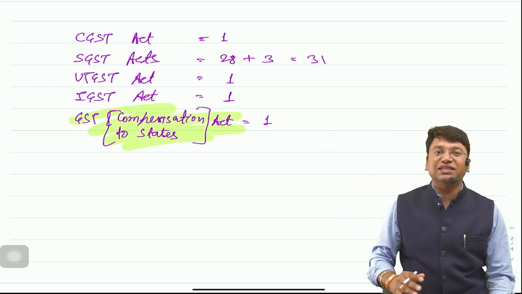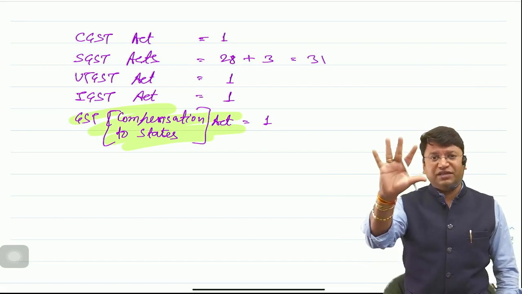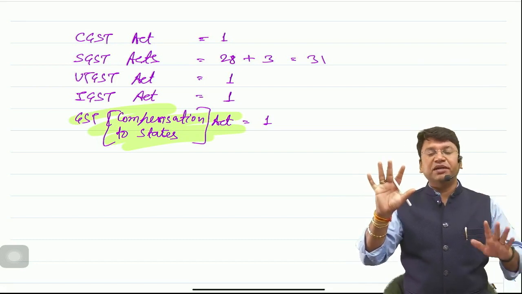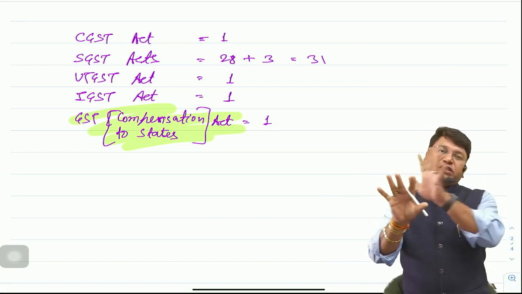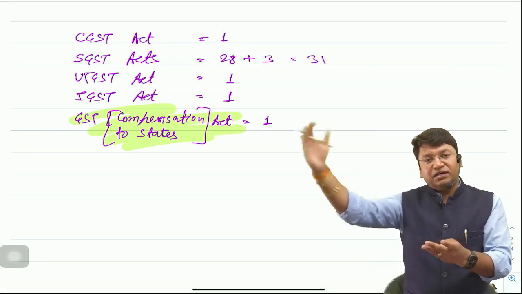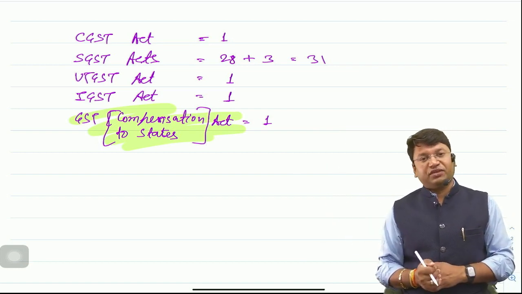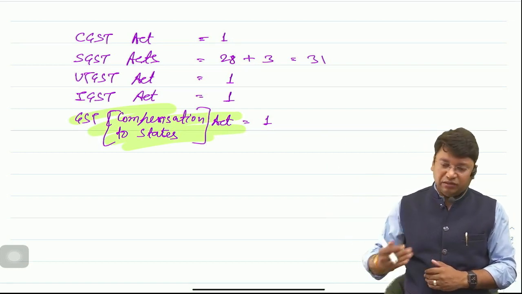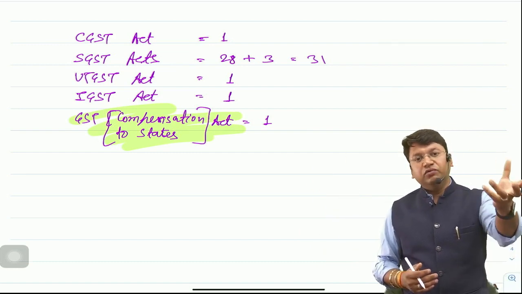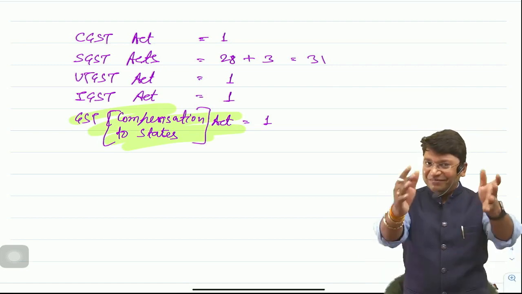And initially when the GST was introduced, this Compensation Act was framed for 5 years, and government promised that we will compensate your loss for next 5 years from the introduction of GST. But yes, now they have expanded the scope of this act, and till 31st March 2026 this Compensation Act will be governed, and the revenue will be compensated till 31st March 2026. I hope you are getting the fundamental.